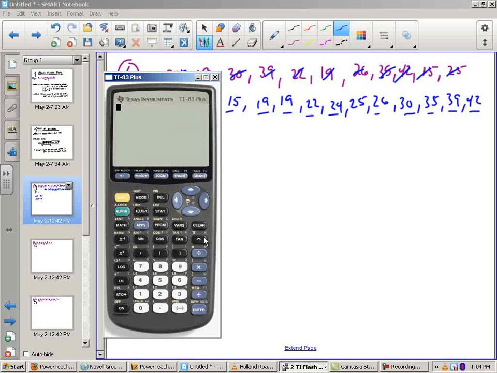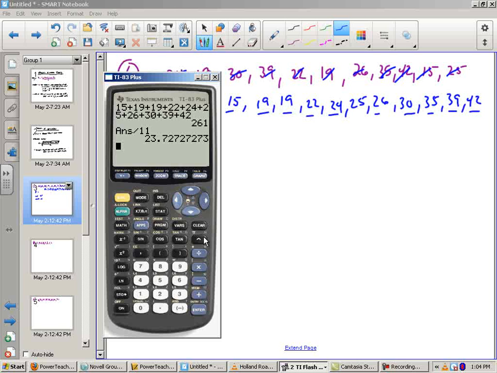And I'm going to clear the screen and start adding. 15 plus 19 plus 19 plus 22 plus 24 plus 25 plus 26 plus 30 plus 39 plus 42. Gives me 261, and I'll divide that by 11 to get 23.7. Now it's important to realize that we're going to use, oh, looks like I made a mistake somewhere.